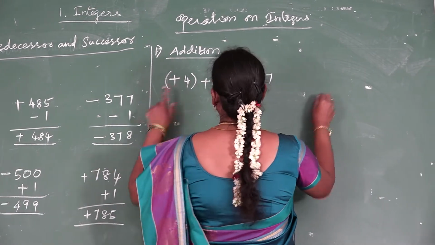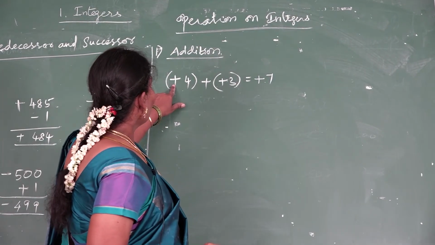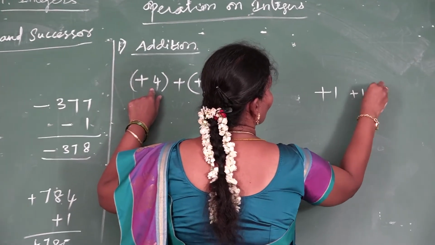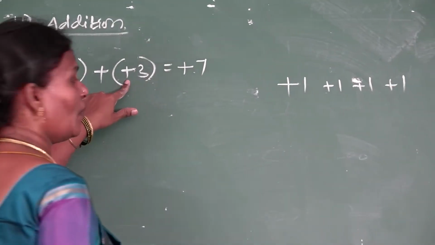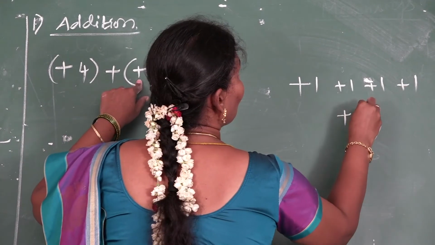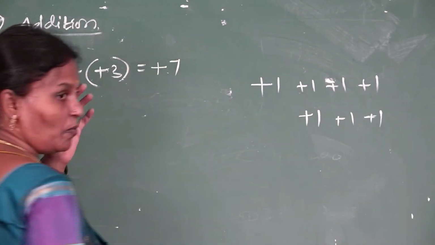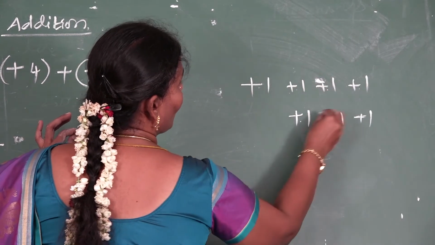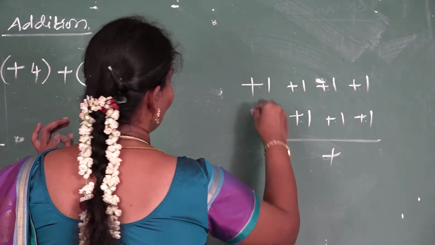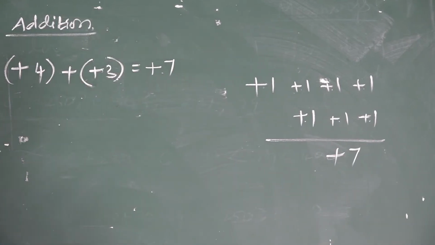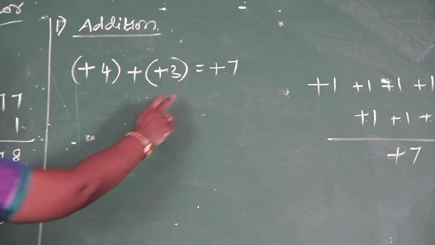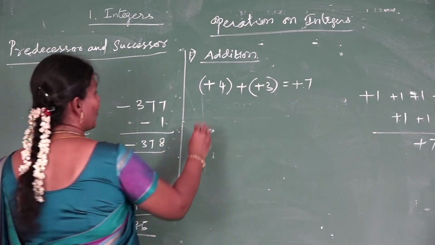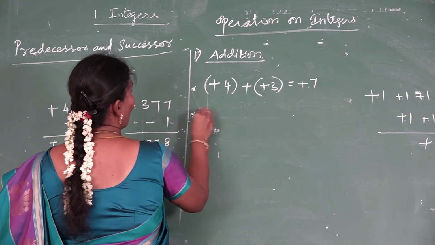So you know how many plus 1s are in plus 4? 4 plus 1s: plus 1, plus 1, plus 1, plus 1. Here how many plus 3s? Plus 1, plus 1, plus 1. Both are plus, so you add them: 1, 2, 3, 4, 5, 6, 7. So plus 7. Both are positive means you just have to add. Okay.